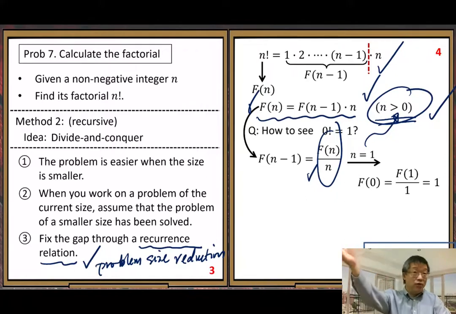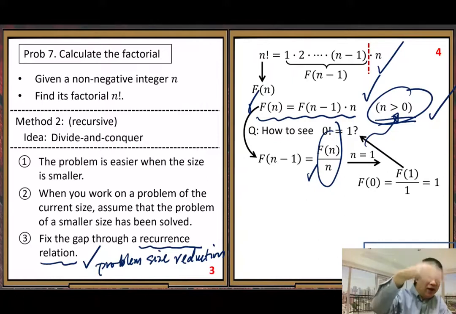We know f of 1 equals 1, right? 1 factorial equals 1. That's trivial. 1 over 1 equals 1. Can you connect this result back to 0 factorial equals 1? Because f of 0 is 0 factorial, by the definition of the function. Think about it.